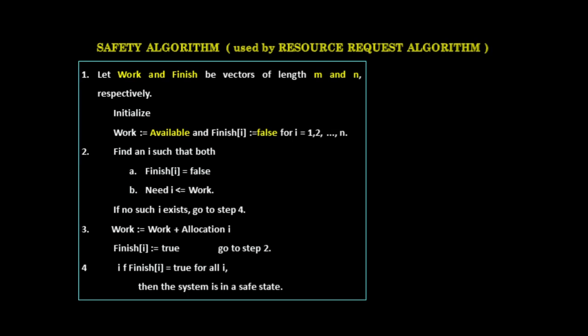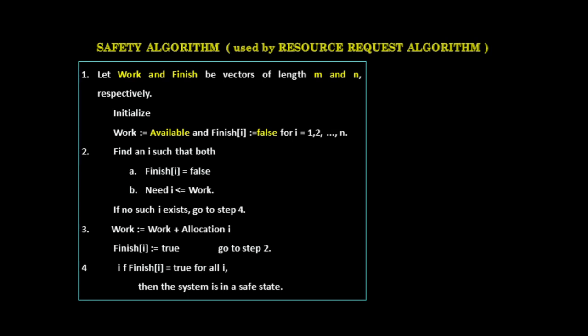Otherwise, we move to the third step, where we set finish of i equal to true. That is, the process i finishes its work and releases the resources. Now work becomes work plus the resources allocated to the process i. The procedure is repeated until all the processes complete their tasks and the finish of i value becomes true.